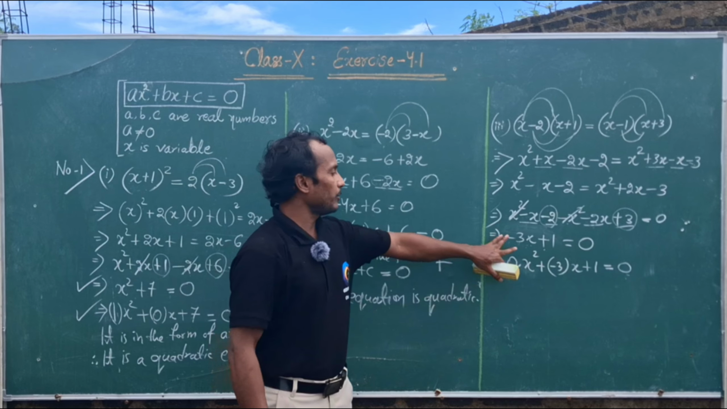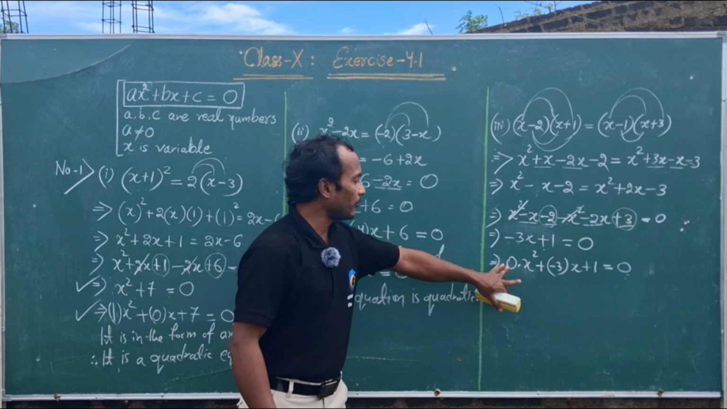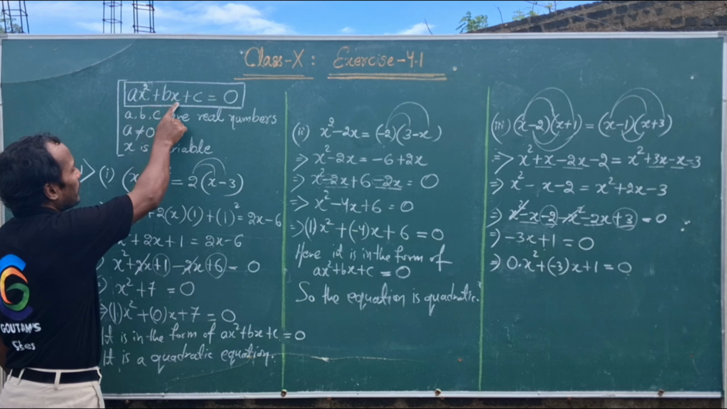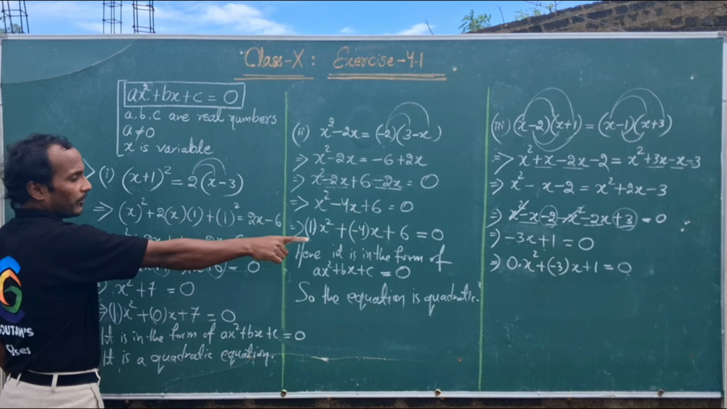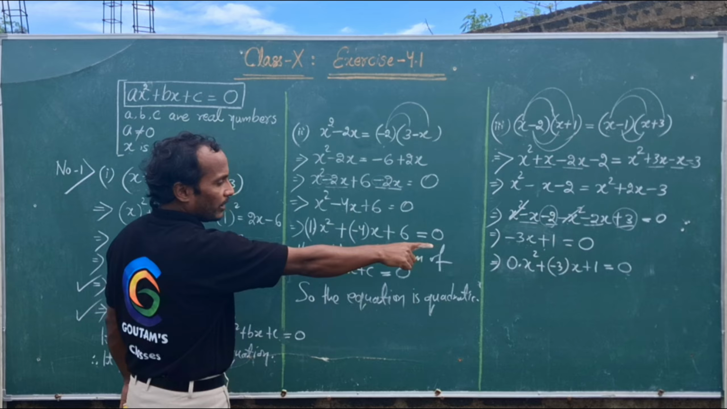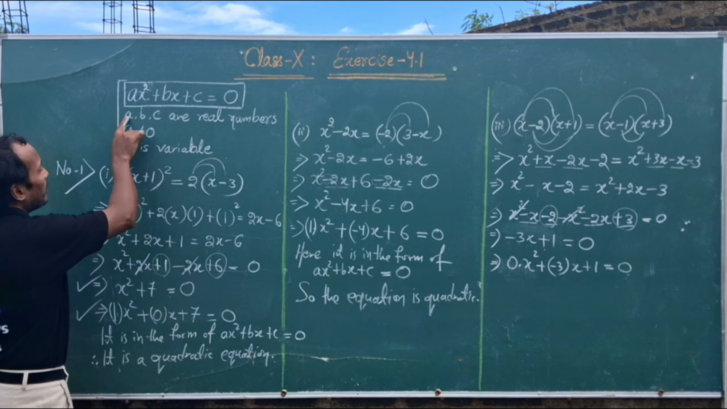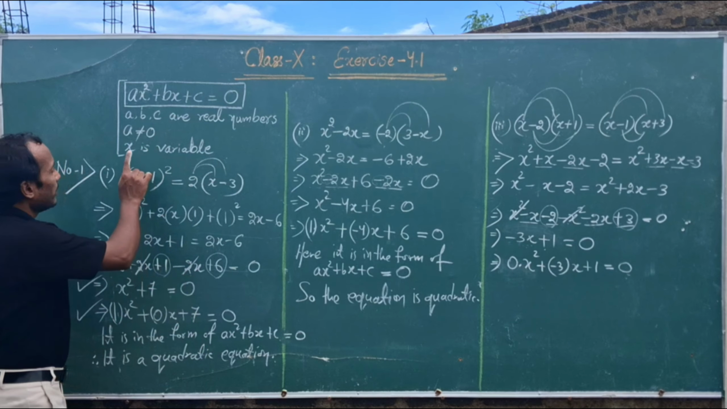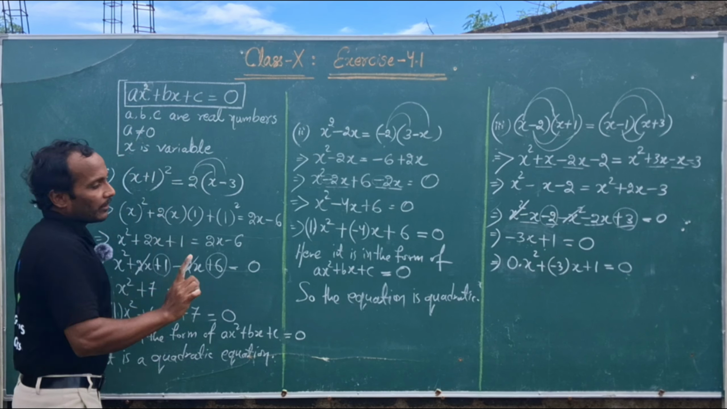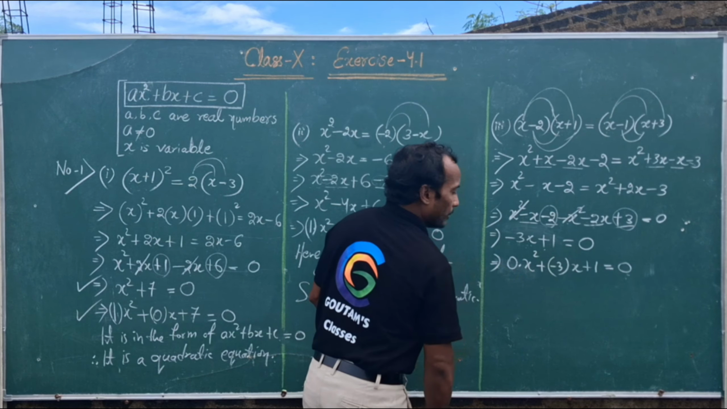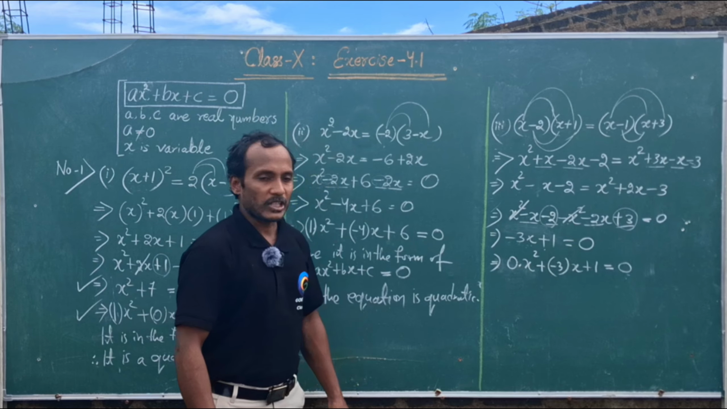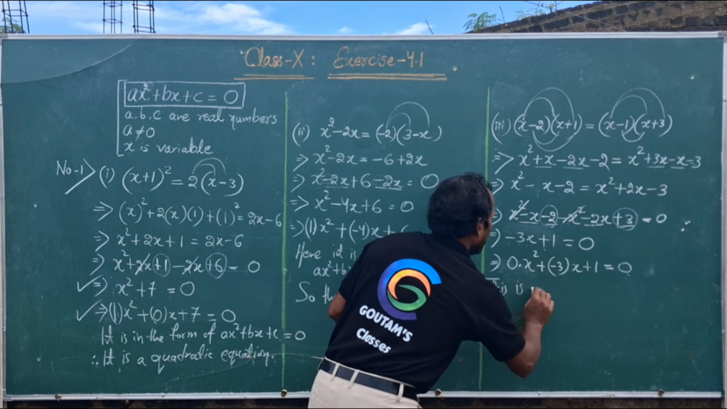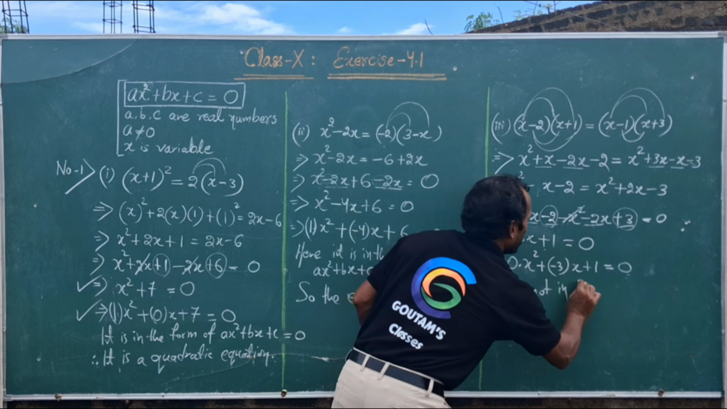So when I try to express it in standard form, this expression is now violating the standard form ax square plus bx plus c is equal to 0. I was able to express it in the form of 0 into x square plus minus 3 into x plus 1, but see the condition, a should not be equal to 0. See this condition. But here you find a is equal to 0. So this is not in standard form.